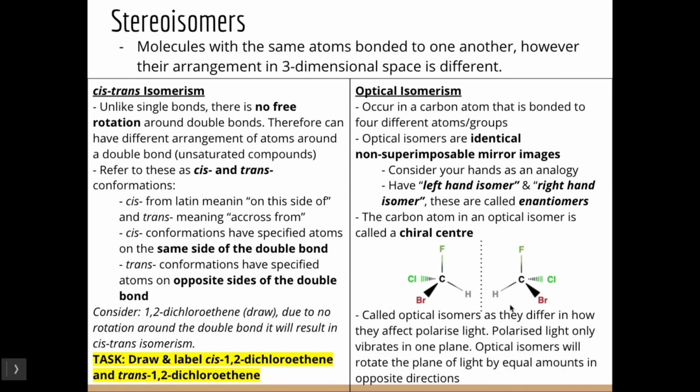They get the name optical isomers as they differ in how they affect polarized light. Polarized light only vibrates in one plane. Optical isomers will rotate the plane of light by equal amounts in opposite directions. A bit physicsy there, but that's how we can determine which is which, by seeing how they rotate the polarized light. Both of these stereoisomers have the exact same atoms bonded to each other. Here we've got a carbon bonded to a fluorine, hydrogen, bromine, and chlorine. Same thing over here. However, we've got different arrangements of these atoms in three-dimensional space.